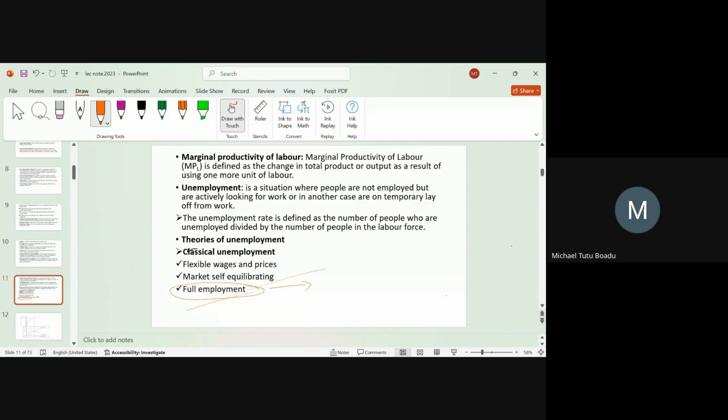This assumption is not realistic, as I know you have done or you can remember in principles of macroeconomics. It is not realistic. That is why the Keynes model also came in.